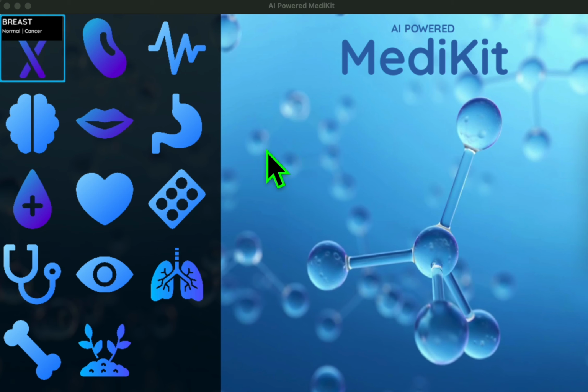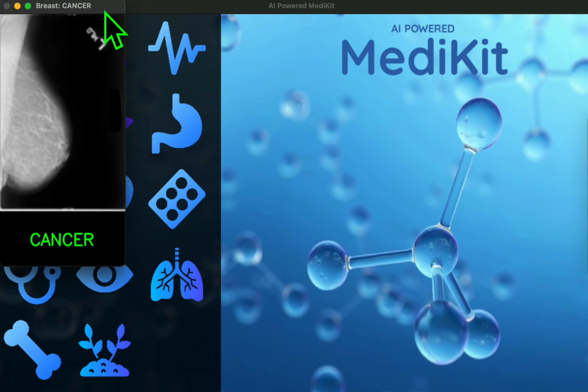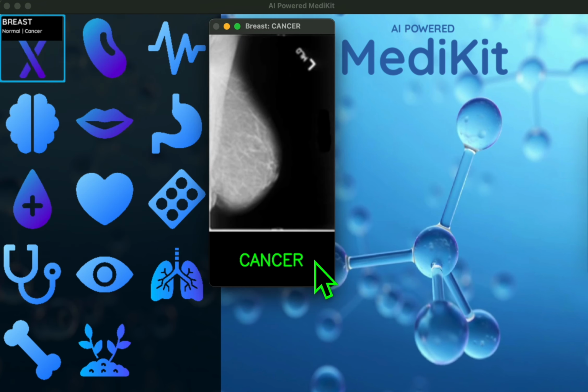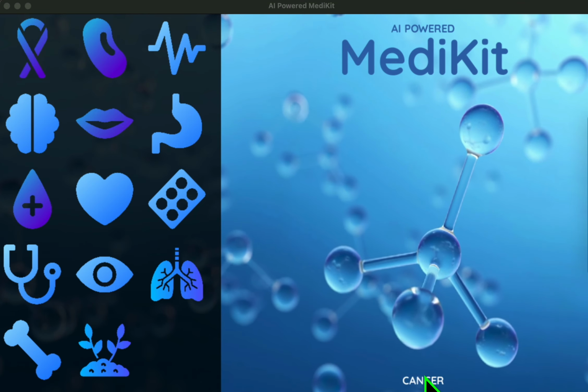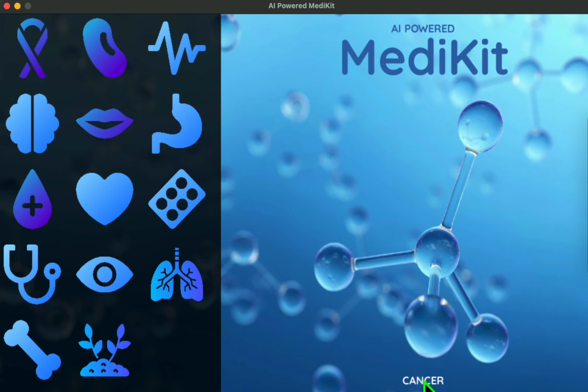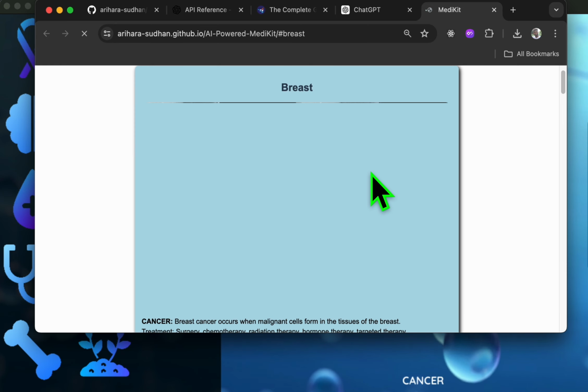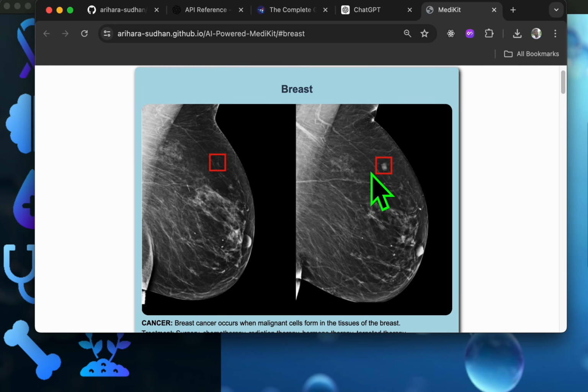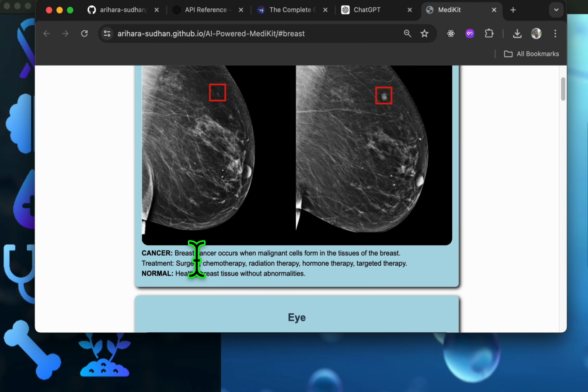Now I select this cancer. This is a cancer image loaded in and it is classified as cancer. Now if I check here, it is showing cancer. If I click on this cancer, it will take me to a page where there will be some description for these kinds of cancers and other stuff. We can follow up with this page.